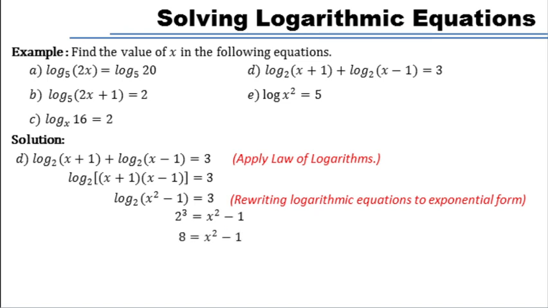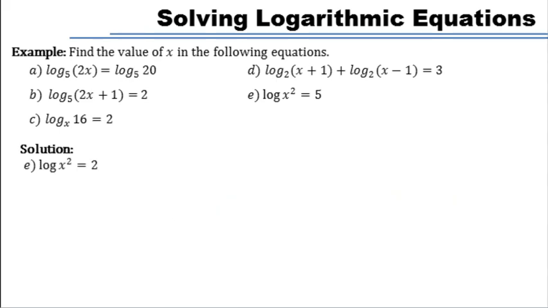2 cubed is equal to 8. At si x lang ang hinahanap natin. Therefore, yung negative 1, i-transpose natin dun sa kabilang side. Yan ay magiging 8 plus 1 is equal to x squared. 8 plus 1 is equal to 9. And 9 is equal to x squared. So, magsulat tayo ng radical sign in both sides para makancel yung squared dun sa x. So, square root of 9 is equal to square root of x squared. The answer is 3 is equal to x.